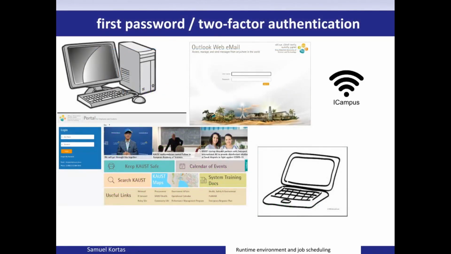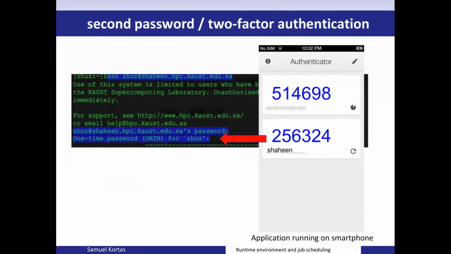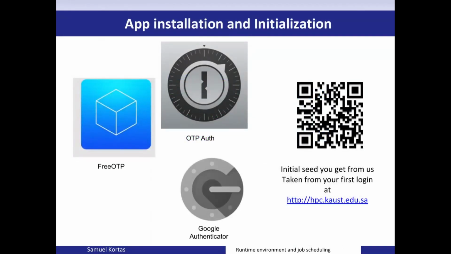The first password is the same you use to log in to your workstation at KAUST, to connect to the portal, to KAUST Wi-Fi access point or to read your mail. The second one is what is called a one-time password or OTP. It is composed of 6 digits and changes every 30 seconds. To have it, you will need to install a little application on your smartphone. When you open your Shaheen account for the first time, we will help you to set it up.